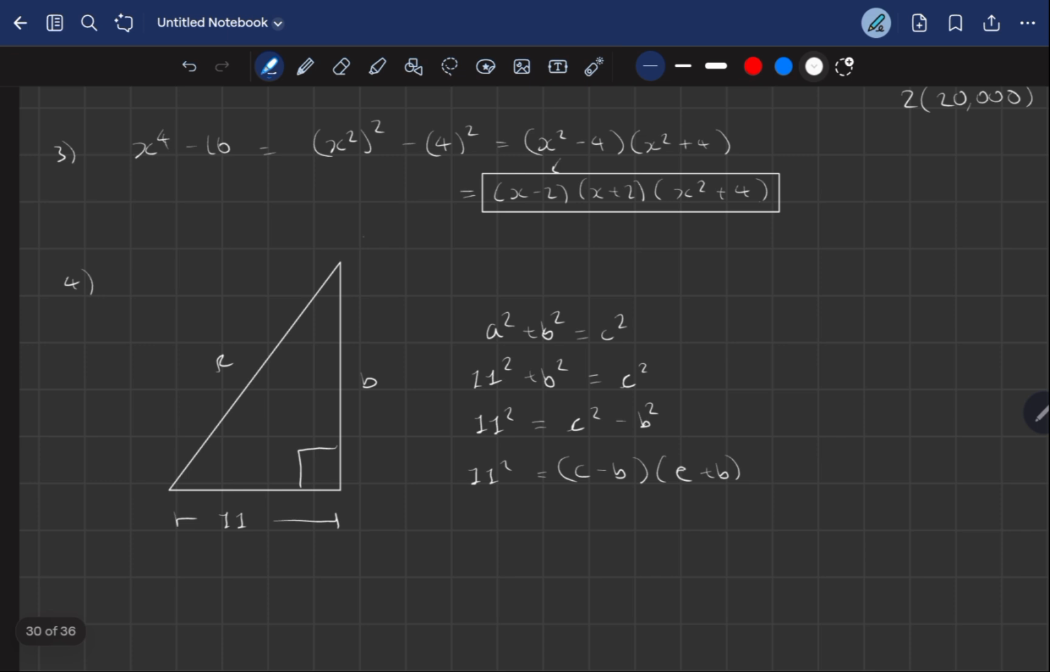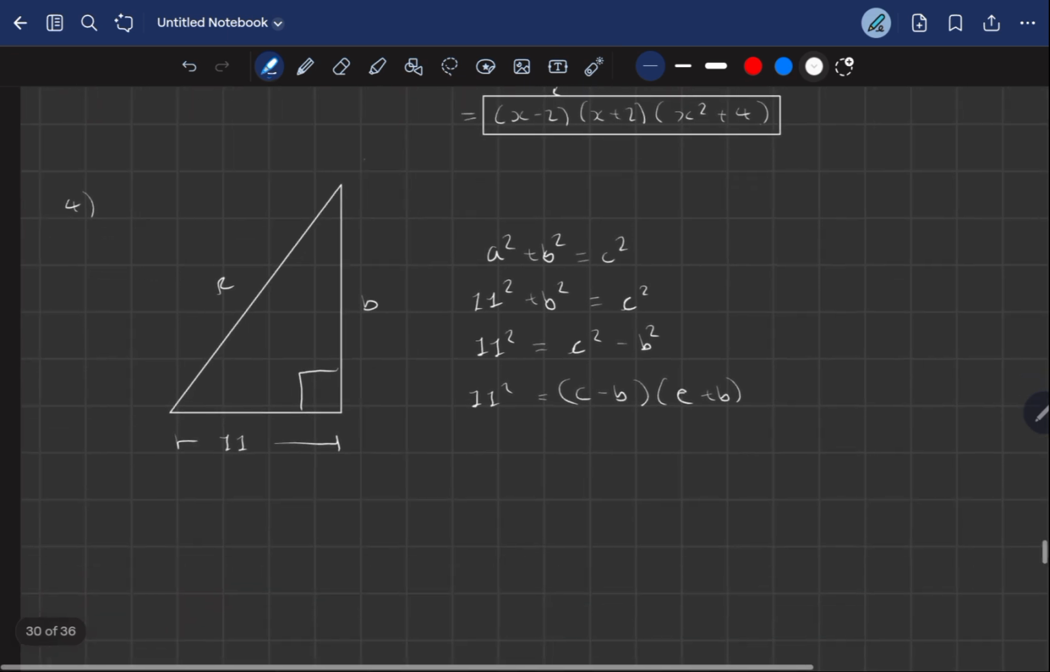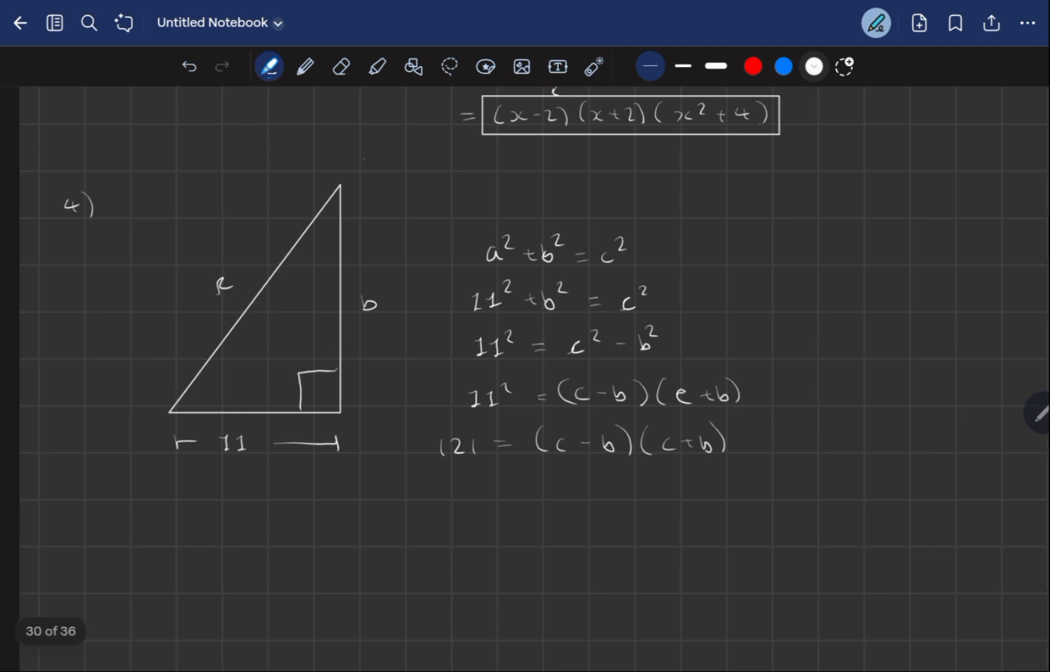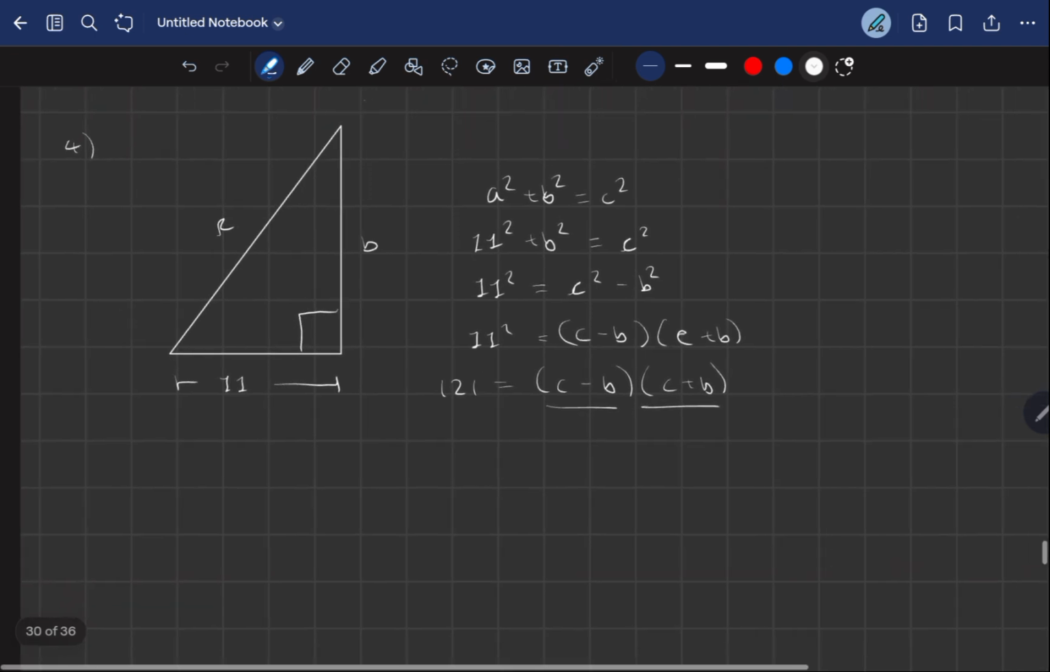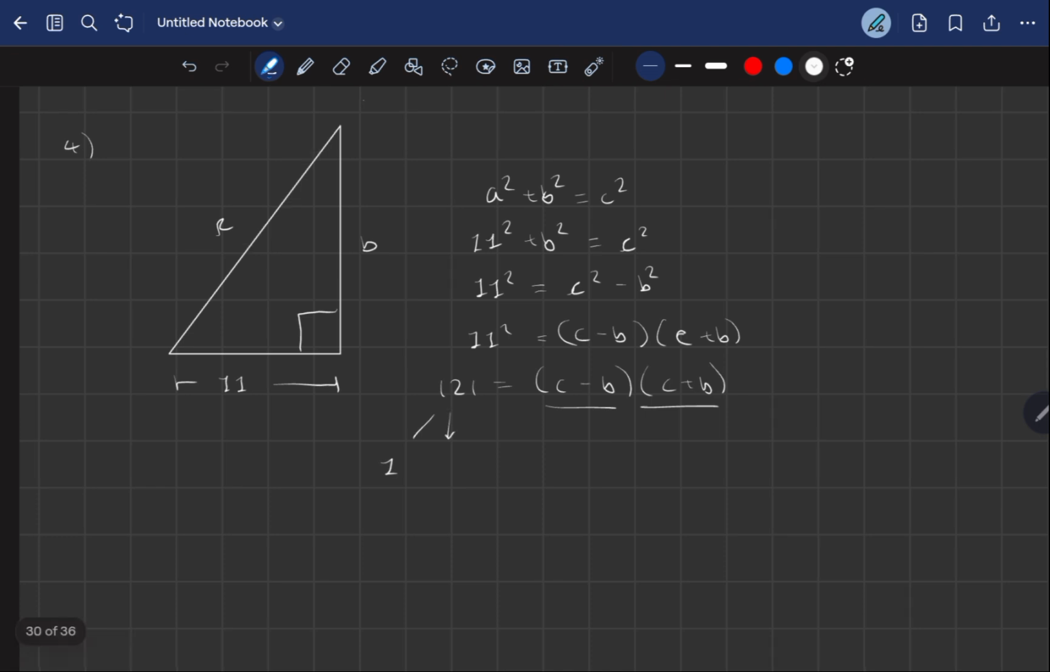11 is prime, right? That means 11 squared will only have three factors: 1, 11, and 11 squared. Let me show you what I mean. This 11 squared is 121. So a number times another number gets us 121. Basically each of these is a factor of 121. So what are all the factors of 121? We have 1, we have 11, and we have 121.